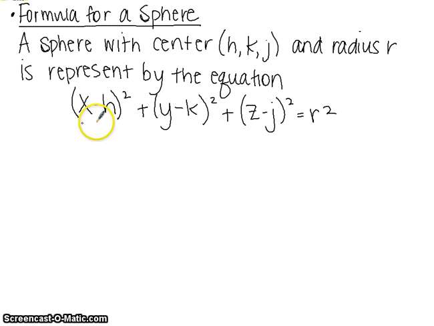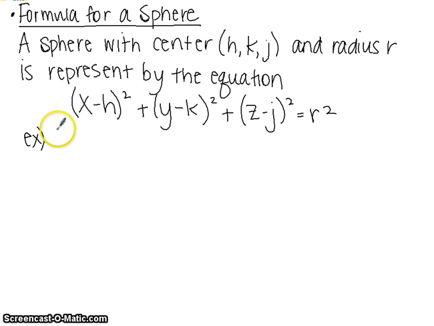Now what you may notice is that this part in these parentheses is similar to what we saw in that vertex form, like the x minus h, only the h and the k there represented the vertex, whereas here the h, the k, and then of course the j represent the center of our sphere. Okay? So I'm actually going to do two examples here.